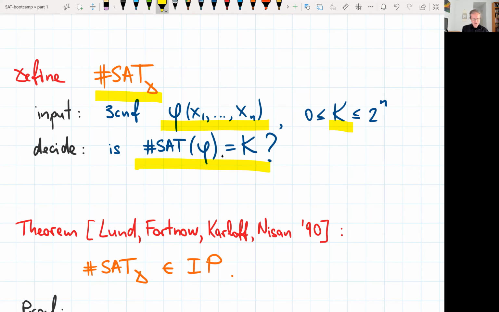What we will show next is the following beautiful result of Lund, Fortnow, Karloff, and Nisan from around 1990, that this problem, the #SAT decision version, has interactive proofs. And we'll do that in a moment.